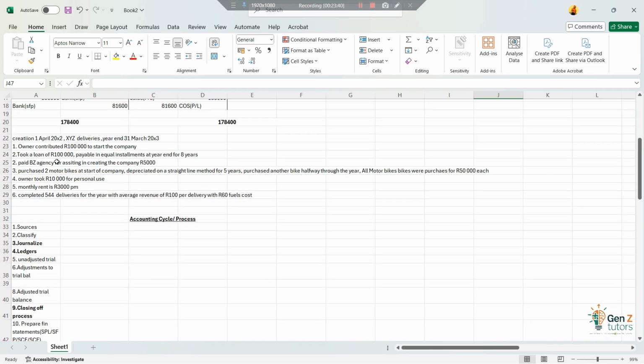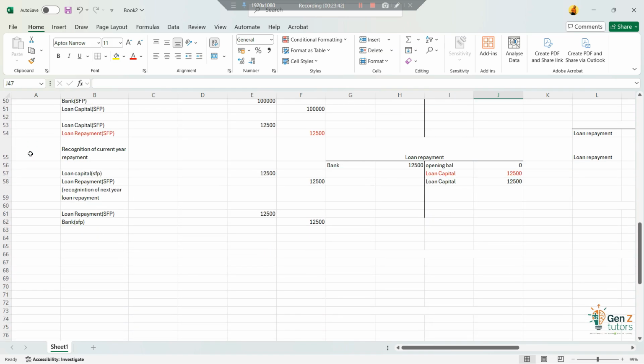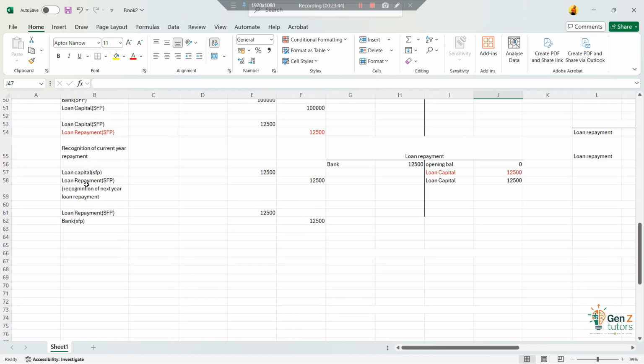We also find out that the loan repayment is in the SFP. Take note that in this situation, we did not incur any interest. We did not incur interest on the loan. If ever we had interest on the loan, the interest on the loan, especially its payment, appears on the statement of profit and loss.